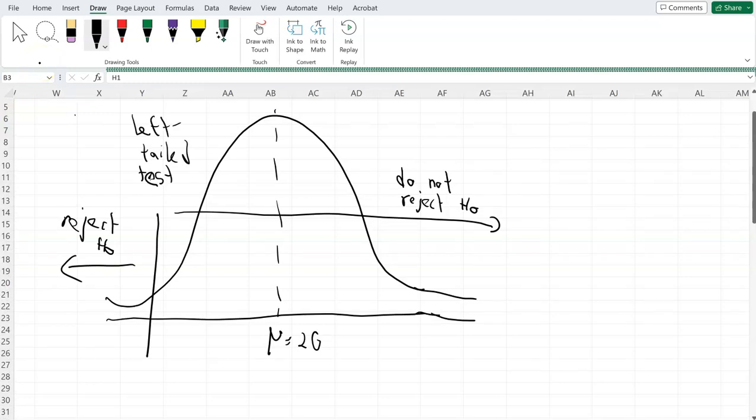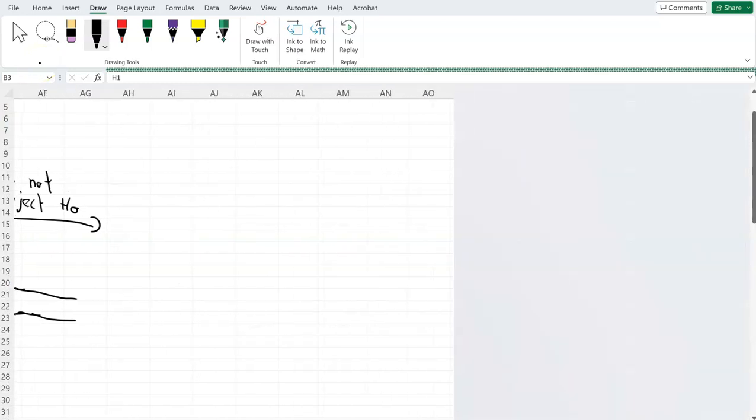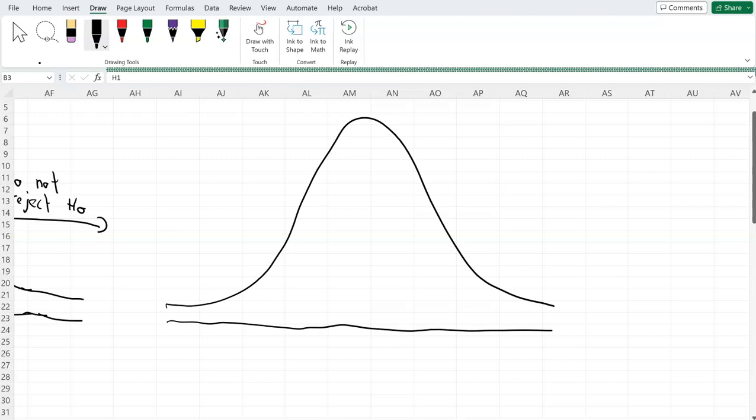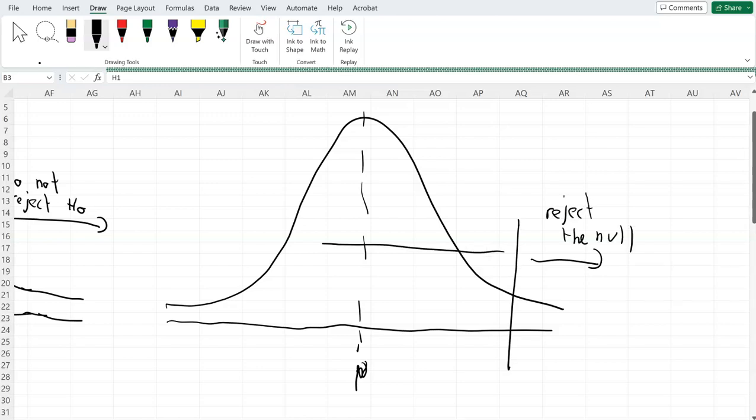On the other hand, for a right-tailed test, if the value falls within any numbers to the left, we do not reject the null. But if it falls after a certain critical value to the right, we reject the null. If the value falls anywhere here, we do not reject. And this is called a right-tailed test.